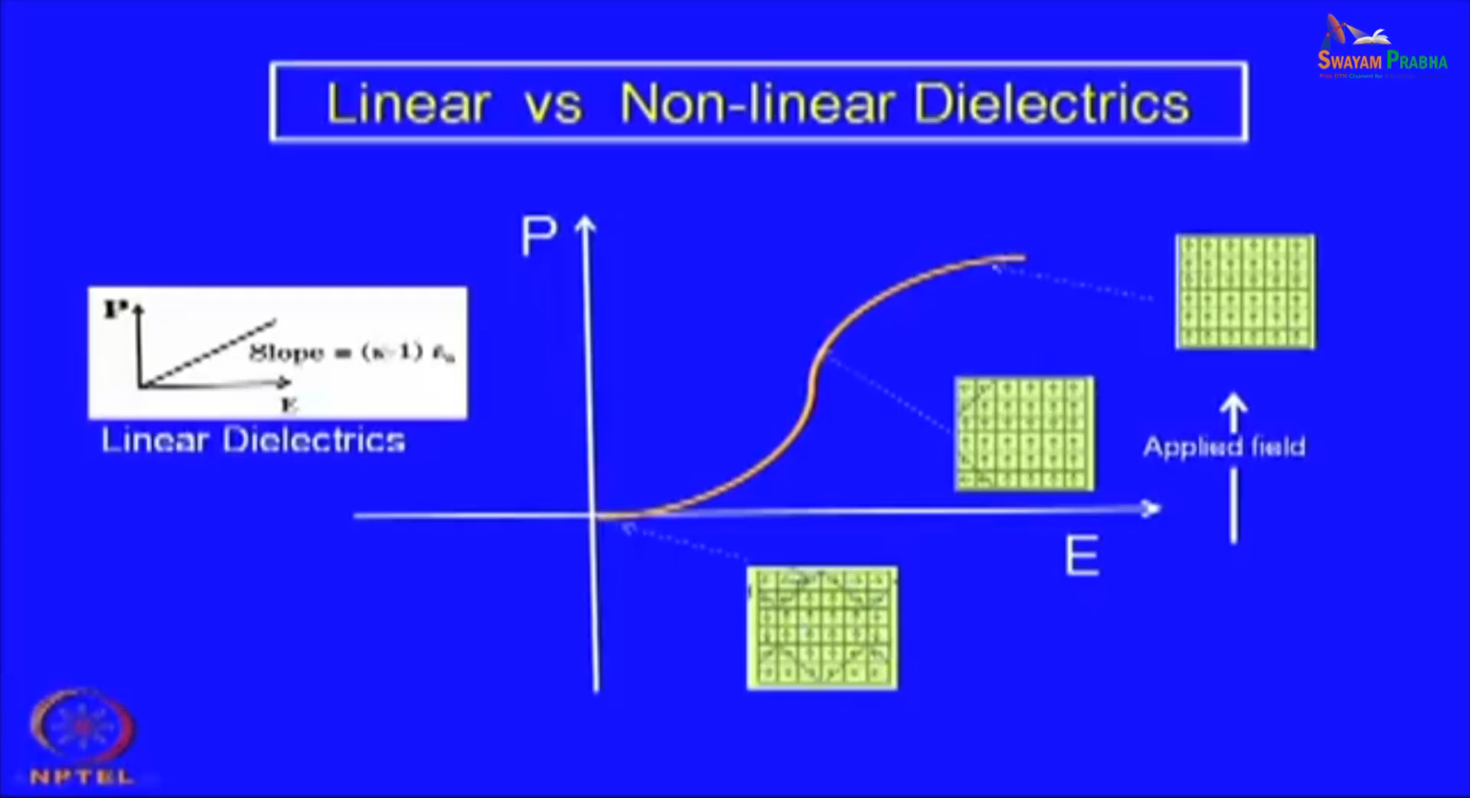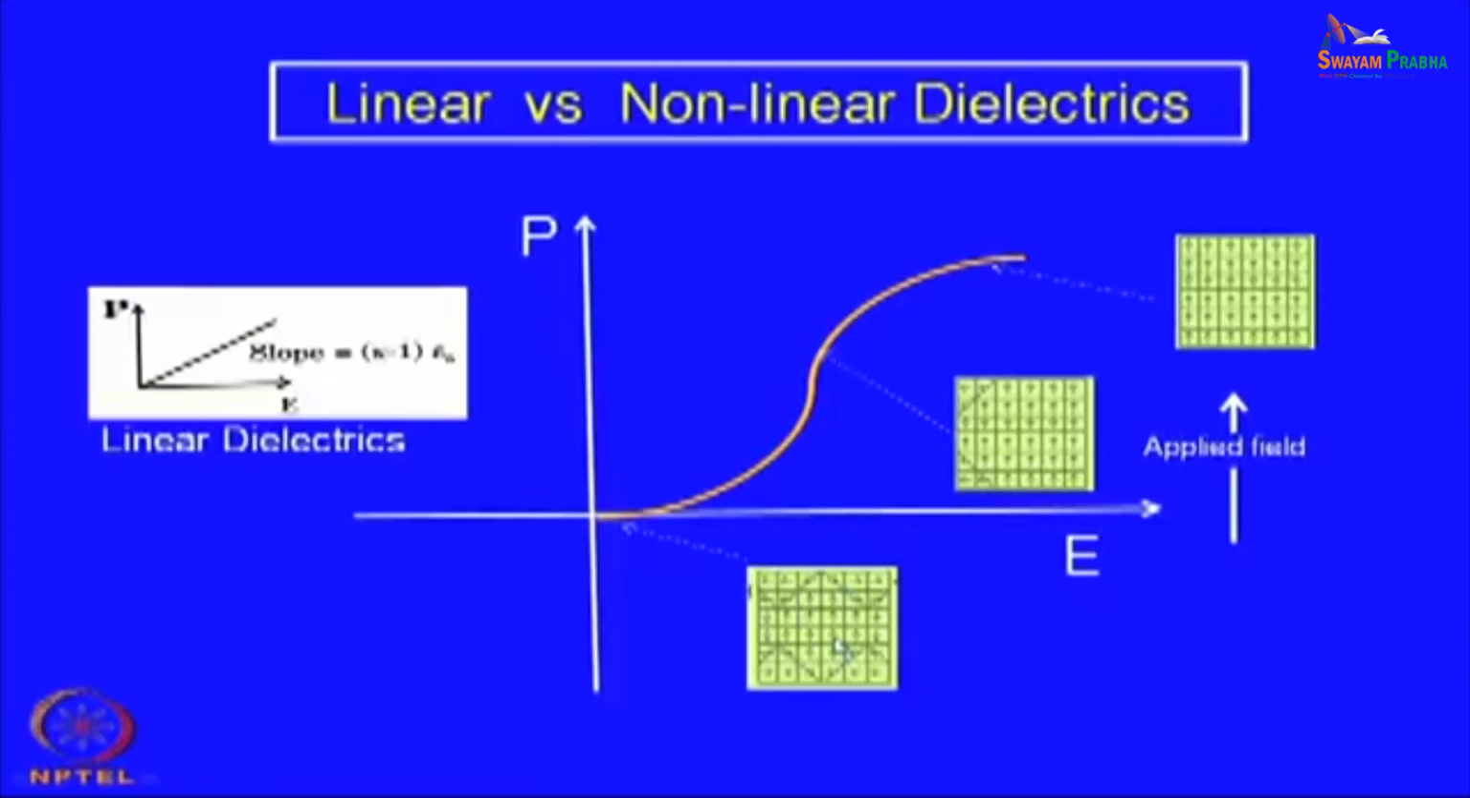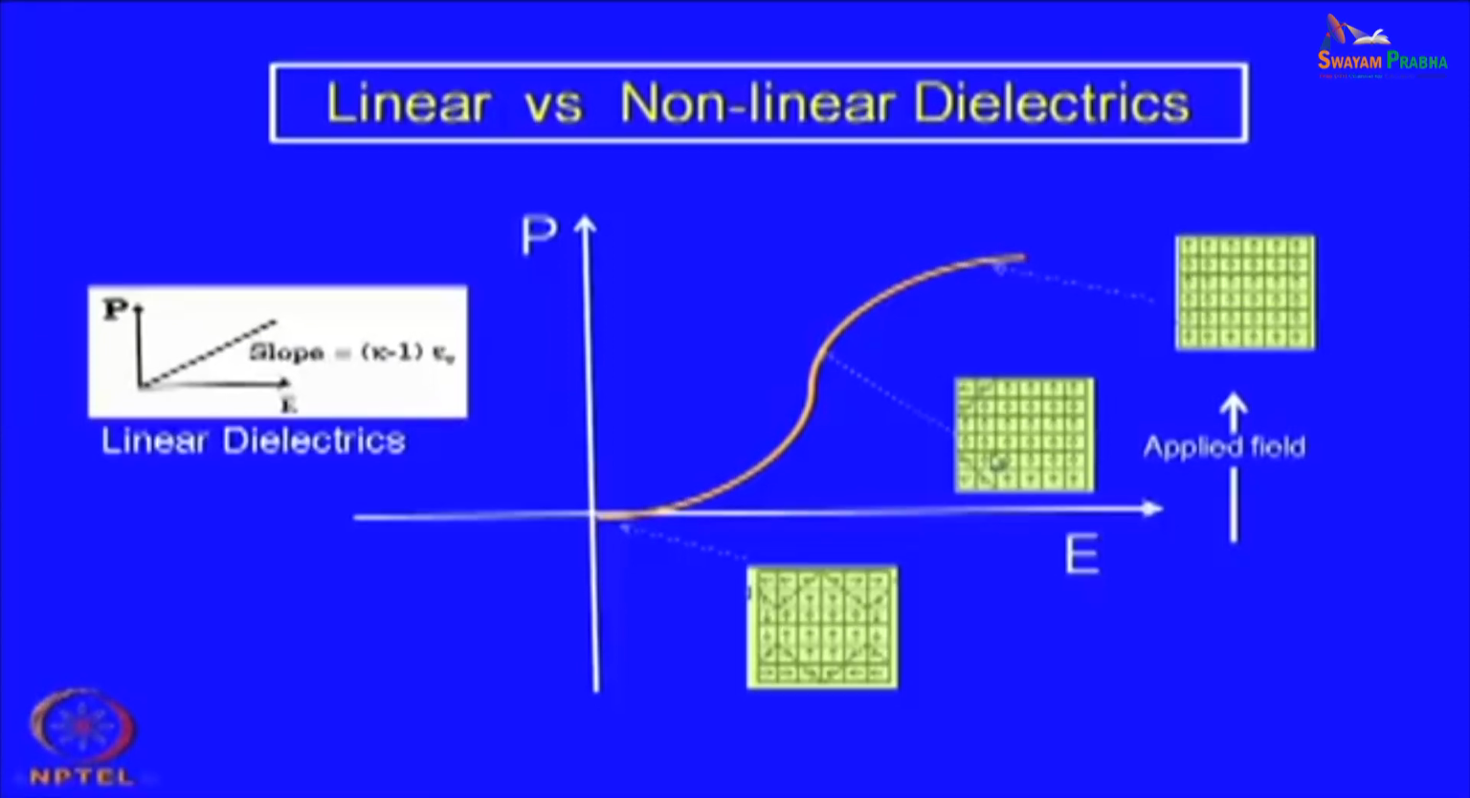So, at 0 field of course the orientation is such the net dipole moment is 0 and you do not have a polarization. So, polarization is 0, whereas if we apply electric field slowly the domains try to grow. This is the direction of the electric field here, upwards. So, whichever domain has an upward orientation like this middle domain will try to grow, and that is what has happened here. You can see the middle domain has grown and the side domains have disappeared.